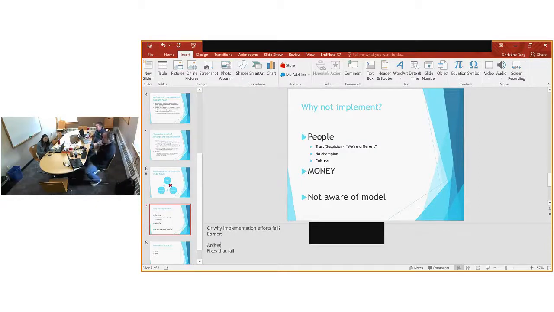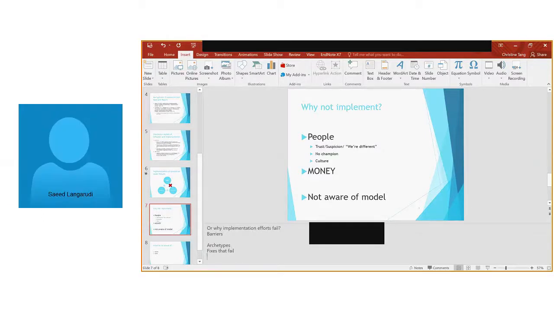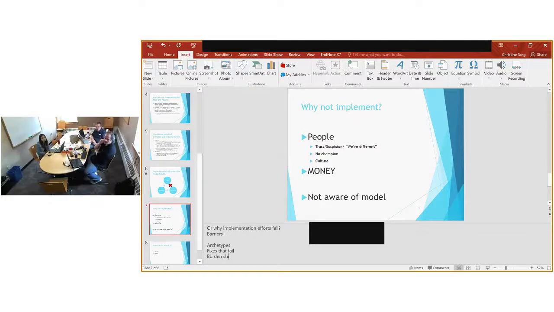What else would be archetypes that you could leverage? Things that at the very aggregate level we could say are going on, maybe. Shift the burden, I think, is also. Yeah, burden shifting, definitely. Tragedy of the commons.